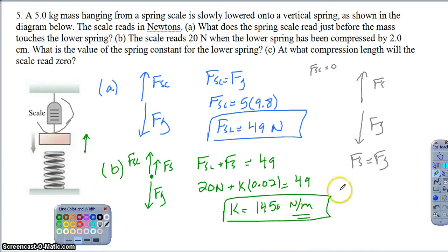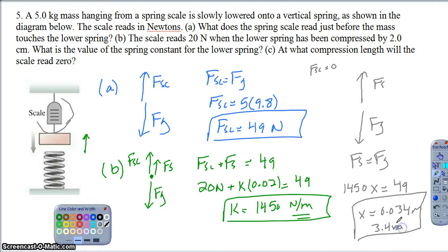Well, the good news is I just found K, so whatever that constant was, I'm going to use that again. So it's 1450. I don't know the compression, that's what I'm looking for, but I still know my force of gravity is 49. So solving for delta X, I end up getting about 0.034 meters, or in other words, about 3.4 centimeters. Either of those answers obviously is fine. 3.4 centimeters, not meters. But hopefully you are pretty comfortable with this type of question.